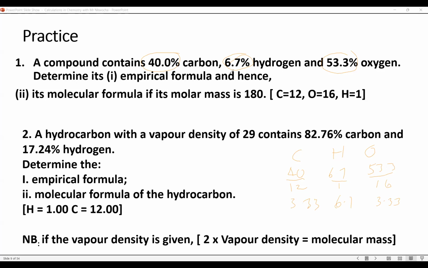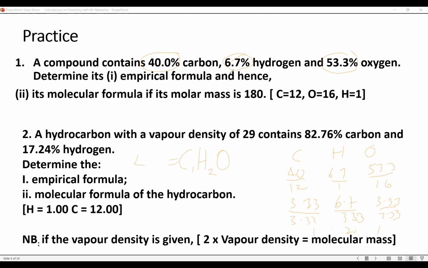Mole ratio means that you take all of them to their simplest ratio in terms of mole. Okay. So that means you divide by the smallest. So this is divided by 3.3, divided by 3.3, and divided by 3.3. This is 1:2:1. And that is very simple. So your empirical formula will have C as 1, hydrogen as 2, oxygen as 1. That is the empirical formula.